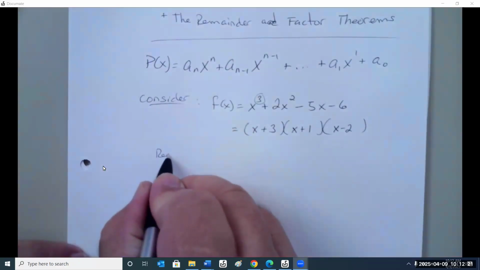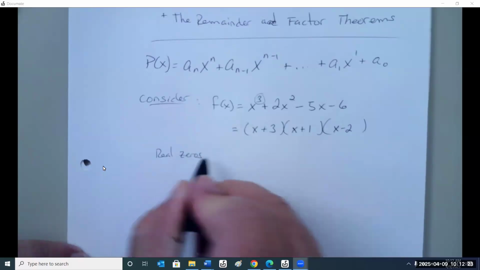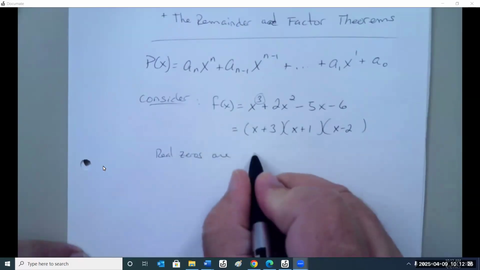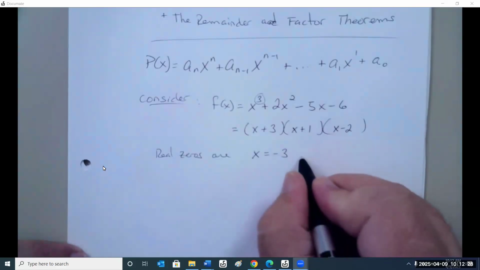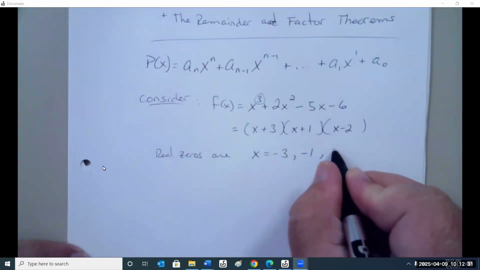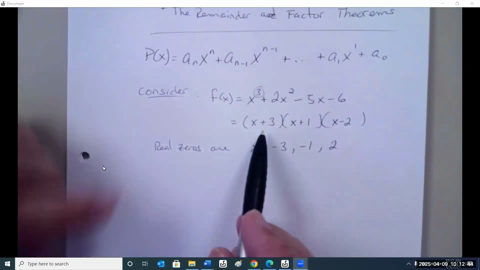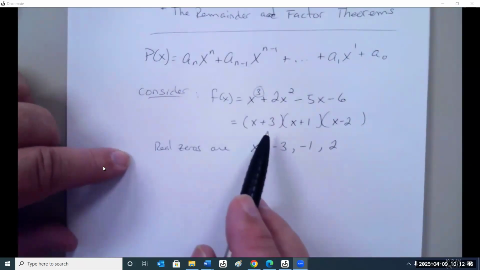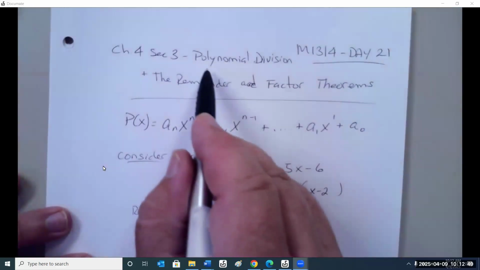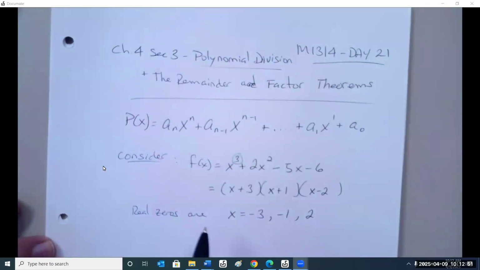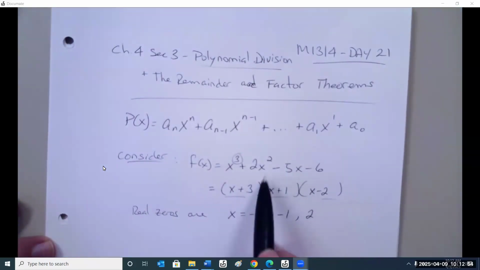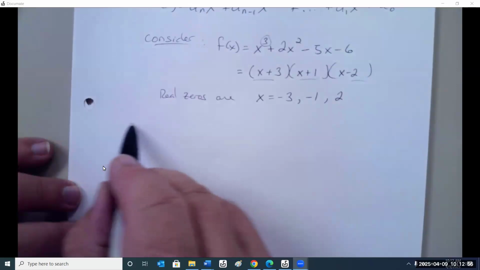Which means that our real zeros are x equals -3, -1, and +2. And I'm going to show you in a second how we could use polynomial division to determine if these are factors of that. Let's try something small first.